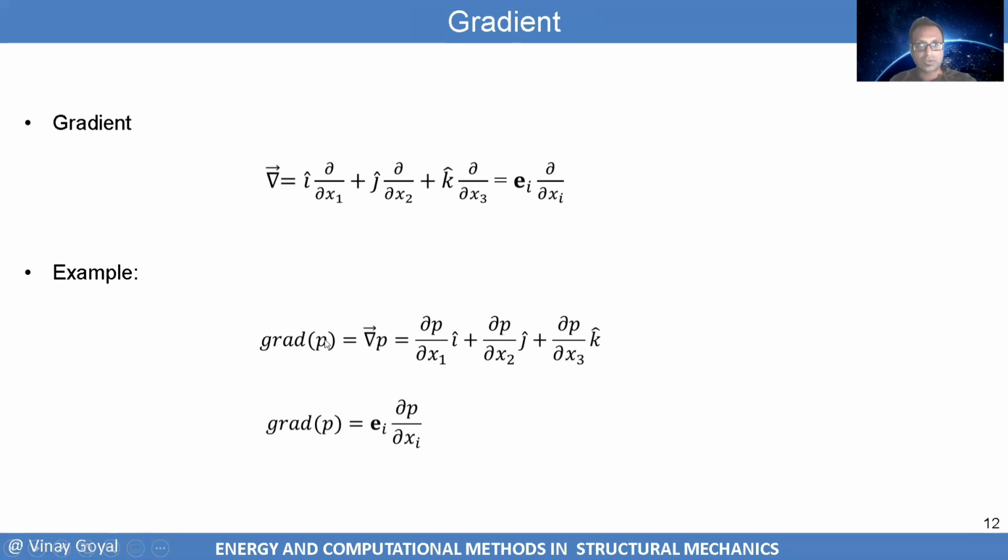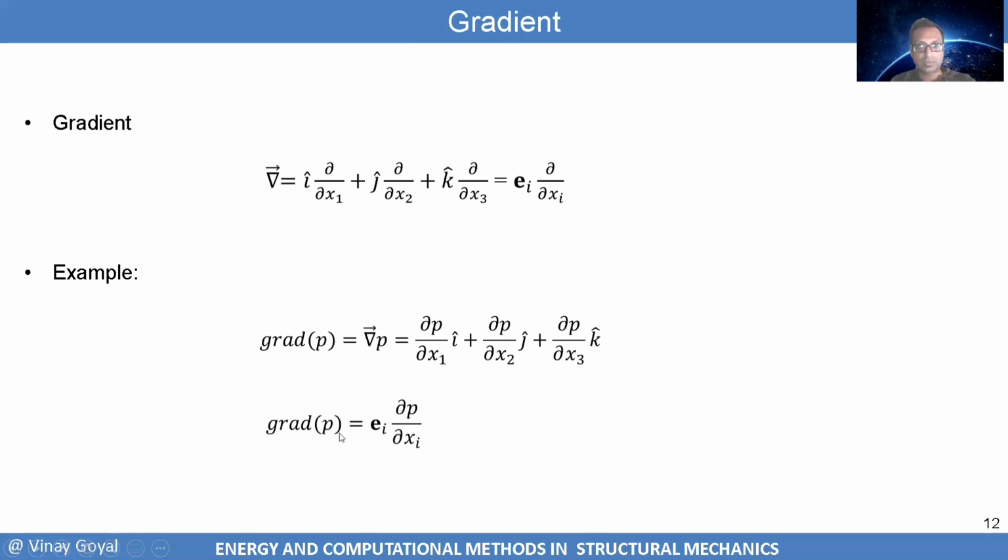So the gradient of P, which is pressure, in this case will give you components: the derivative of P with respect to x1, the derivative of P with respect to x2, the derivative of P with respect to x3, and these three become the components of a vector in the i, j, and k direction.